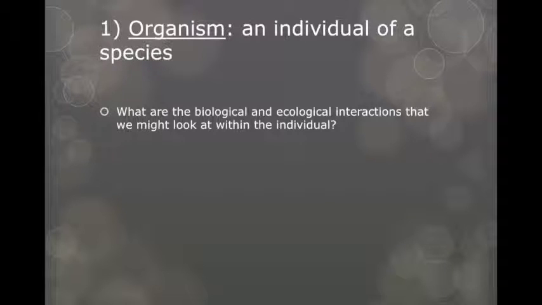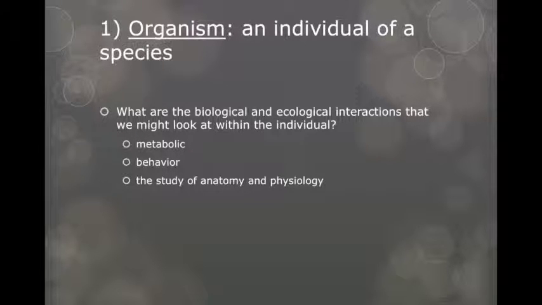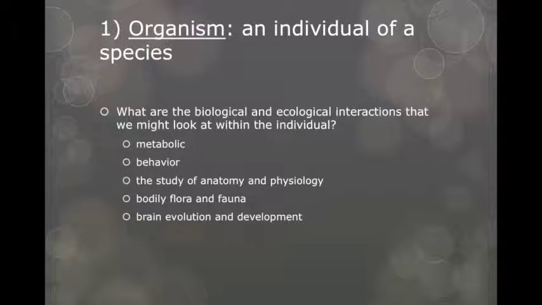So what are some of the biological and ecological interactions that we might look at within an individual? Well, we might look at its metabolism. How quickly does it metabolize food that it intakes? We could look at its behavior. Does it exhibit particular behaviors throughout different seasons or at different times of year? We can study the anatomy and physiology of an individual organism. We can look at that organism's bodily flora and fauna. We can look at brain evolution and development. And we can look at something like mating rituals.